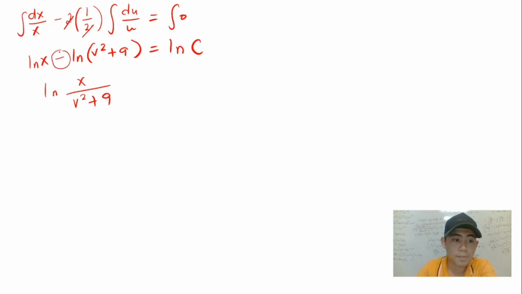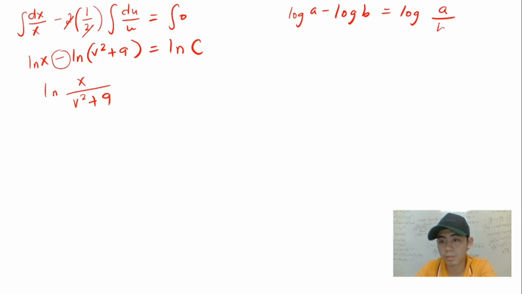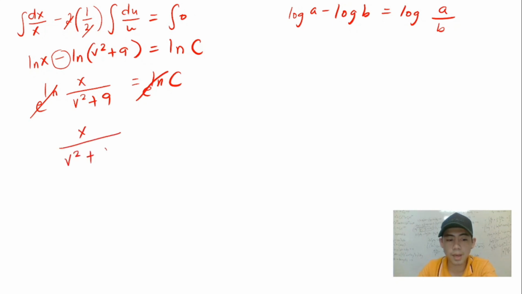Now, once na difference yan, okay, so logarithm of a minus log of b is equal to logarithm of a over b. Okay, so makikita mo yan, mga lods, sa properties ng logarithm. Okay, is equal to ln of c. Now, get the base of e, cancel. So, x over v squared plus 9 is equals to c, mga lods.